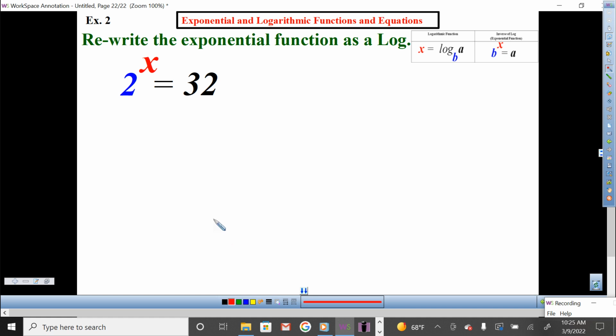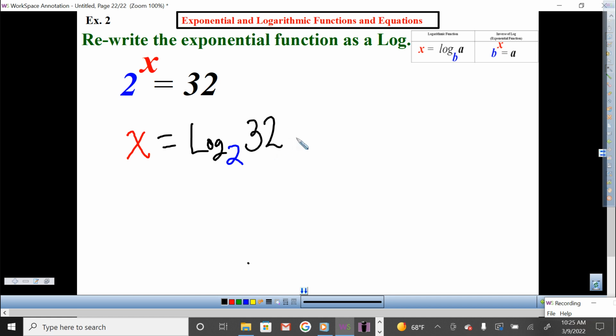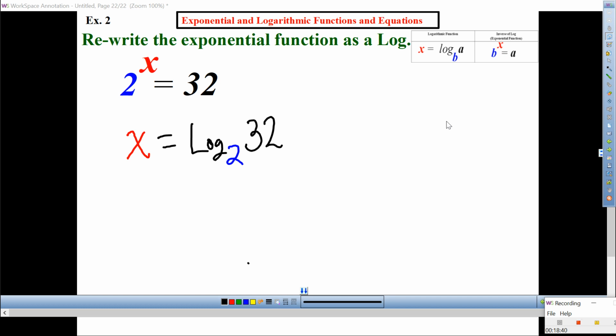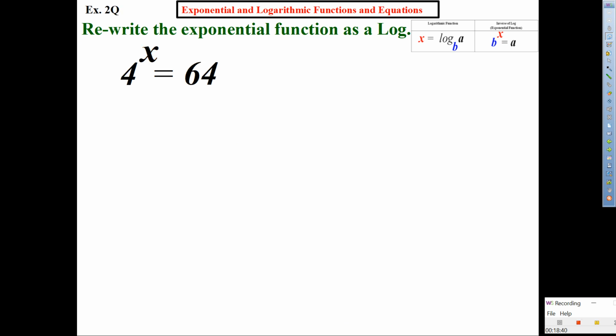All right, help me with this one. Mel, go. X equals log 2 to get 32. Hands, if you got that. That is correct. Let's do another one. Example 2Q. 4 to the x equals 64.